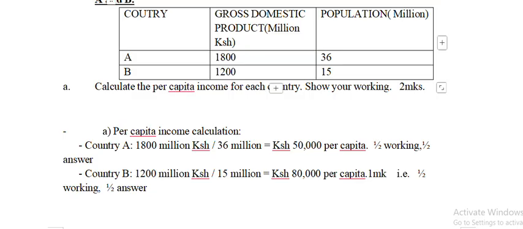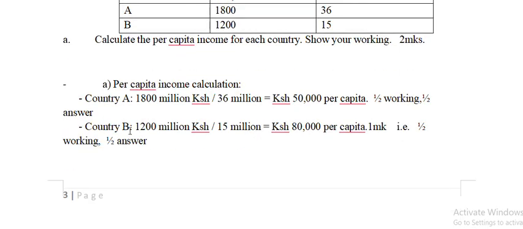is calculated through the following formula. That is the total income of the area divided by population. In this case, country A 1800 million divided by 36 million, you get 50,000 per capita. Then country B 1200 million divided by 15 million, you get 80,000 per capita.